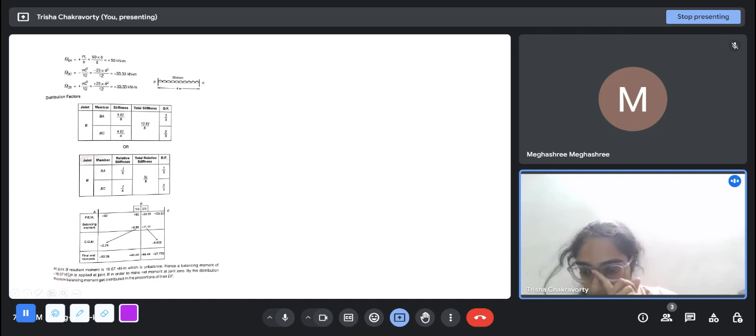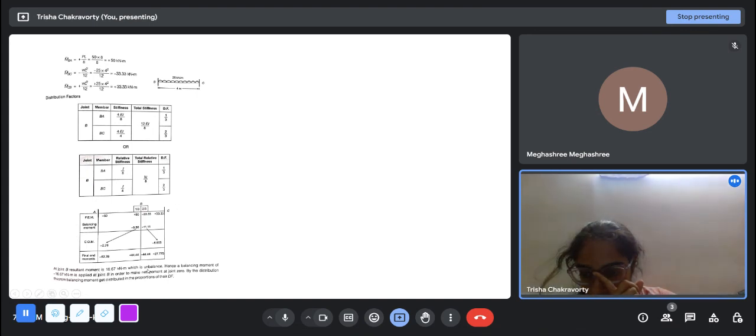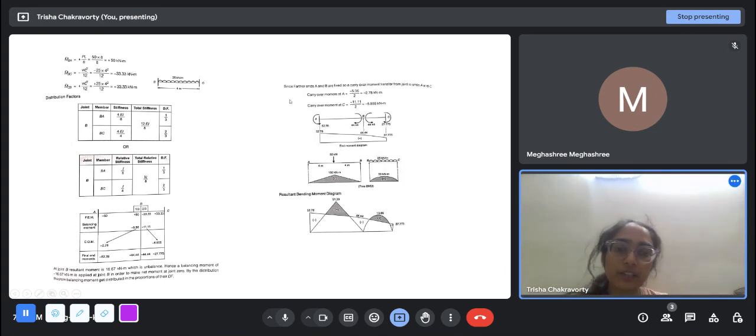So at joint B, the resultant moment here was 16.66, which was unbalanced. So a balancing moment of minus 16.67 was applied at B in order to make the net moment at the joint 0. By the distribution theorem, the balancing moment gets distributed in the proportions of the DF. Since A and C are fixed, we got the carryover moments. So now we have moments at all the ends. At B it is 0 we know, and at C we know 27.775. All these values we have.